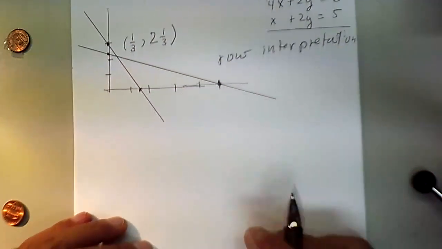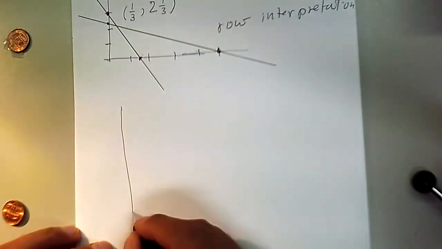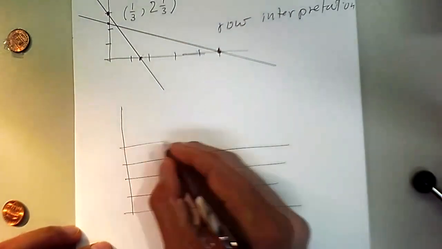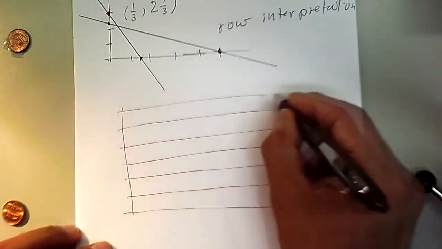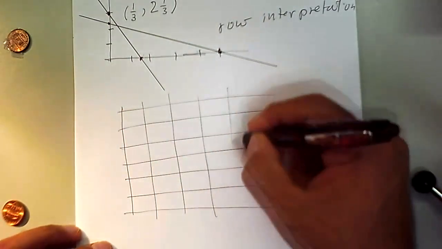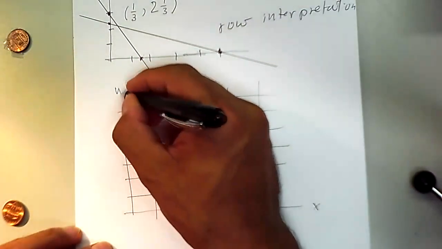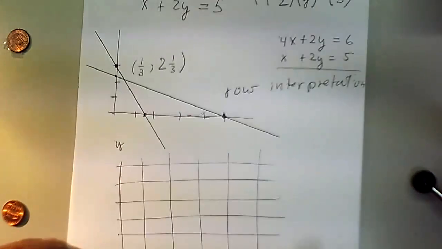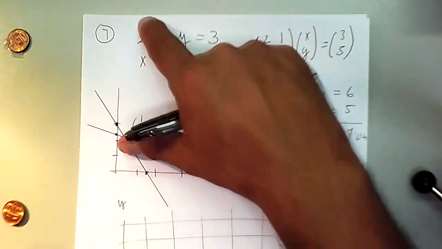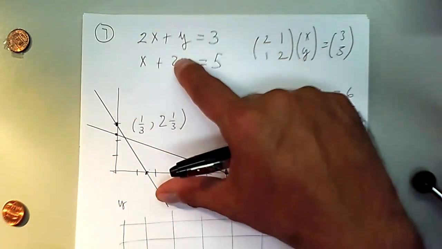How about the column interpretation? Now we gotta be a little more careful with the column interpretation. I'm actually gonna draw a little bit of a grid, because otherwise it's gonna be a little difficult. Okay, so there's the x-axis, there's the y-axis. And we have two vectors, the vector 2, 1. So that corresponds to this column, and the vector 1, 2.